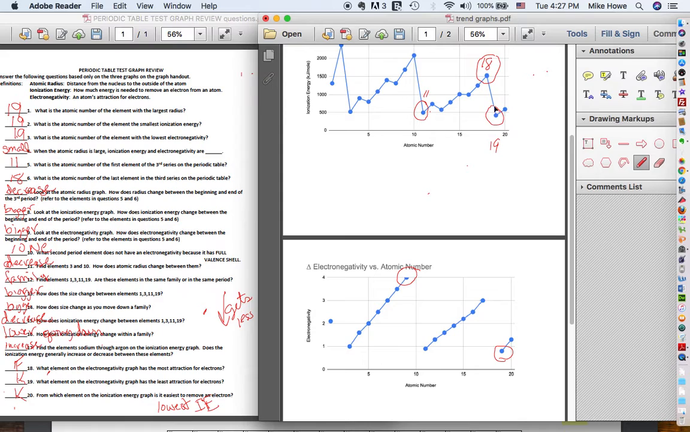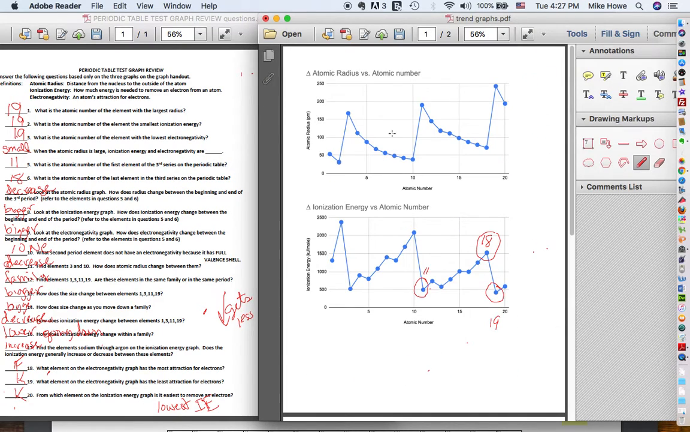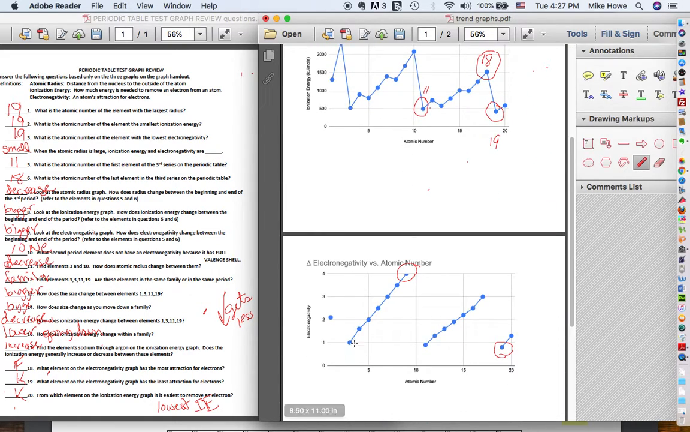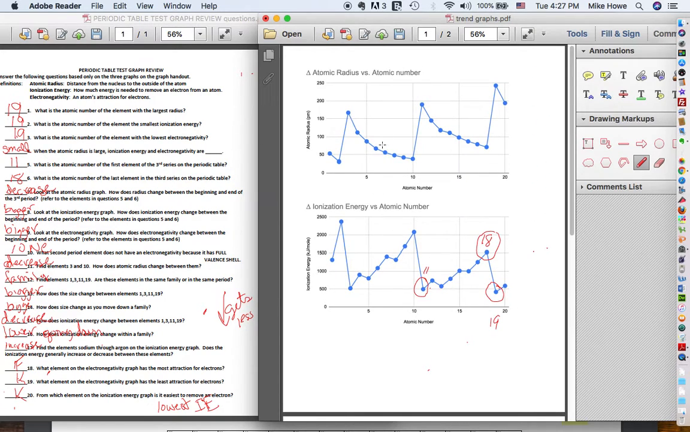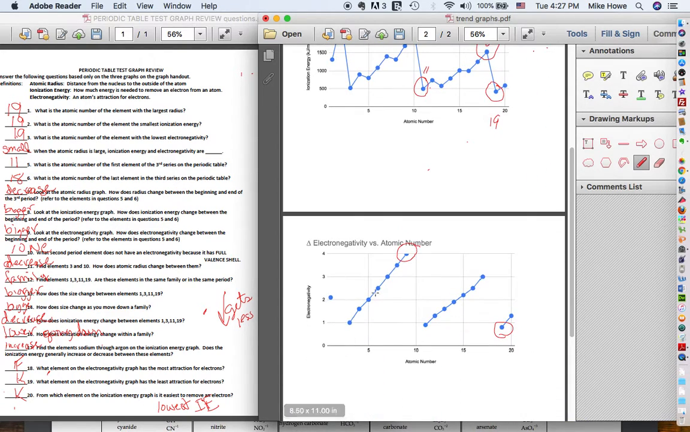Let me just do a couple of things for review. What I'm trying to get you to see is that as the atoms get smaller, it becomes more difficult to remove an electron because they attract electrons more. Let me say that again. As atoms get smaller, it's more difficult to remove an electron because the attraction for electrons goes up.